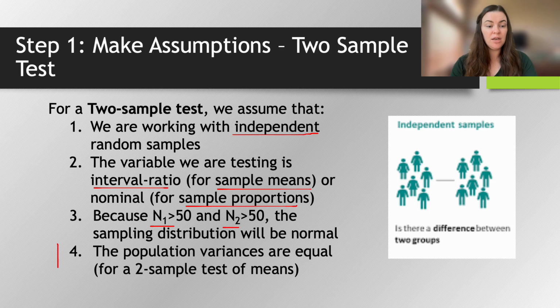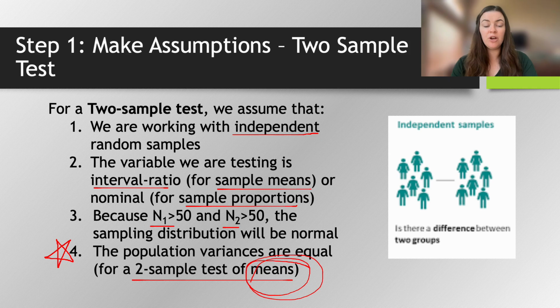Lastly, this is our brand new one here. The population variances are equal if we are dealing with a two-sample test of means. So this one is specific to means only. You will not be using this fourth assumption if you are conducting a test for proportions. So again, note this down, that this fourth one is for means only.